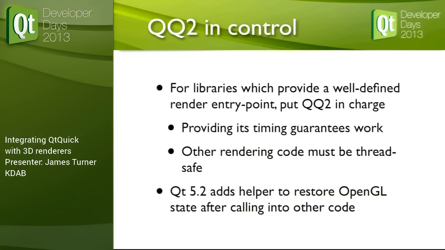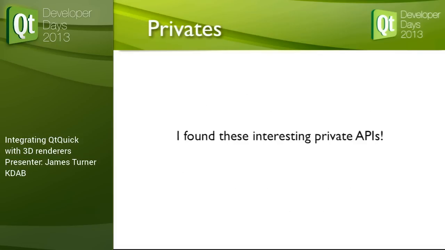And say we have this helper in 5.2 to reset the OpenGL state after calling some arbitrary code. So the QtQuick 2 in control approach is easy, but it's definitely going to be doing all of your render work on one thread, and that's it. But that's obviously not going to work for OpenSceneGraph with its multiple threads and scheduling things at different times.